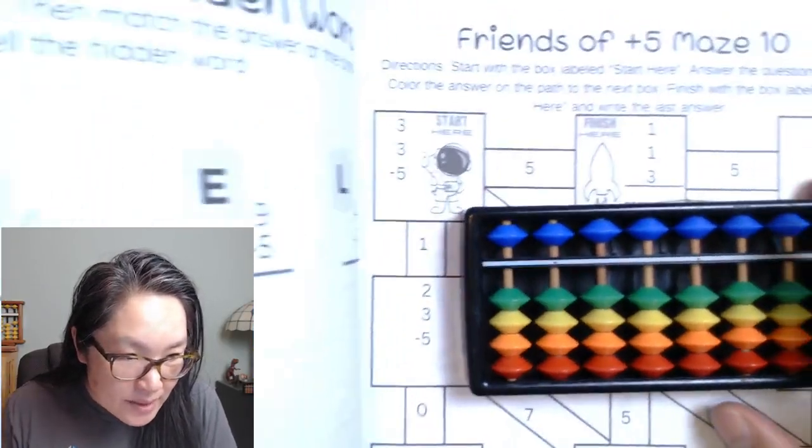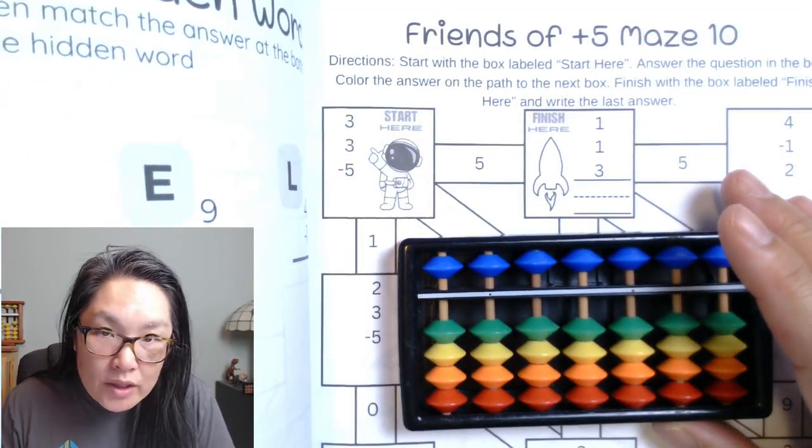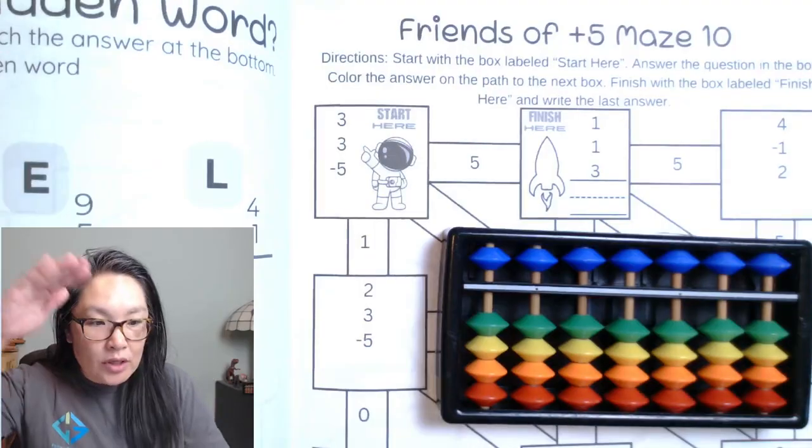Why does it need to be specific? It needs to be specific because you don't want to be confused. They build on each other.